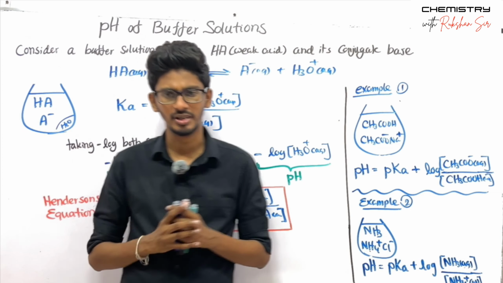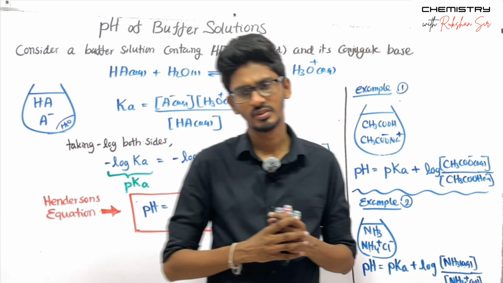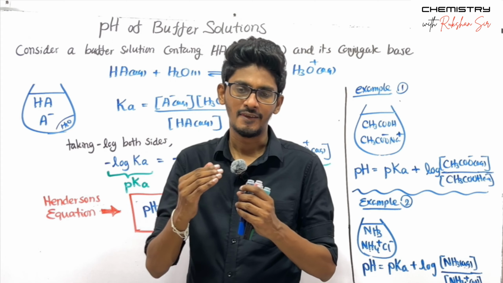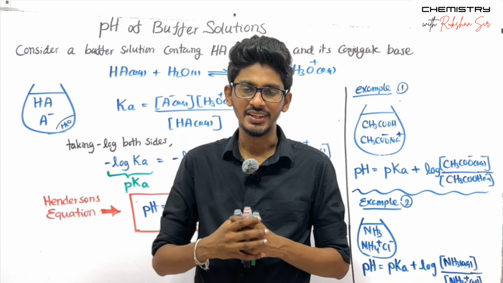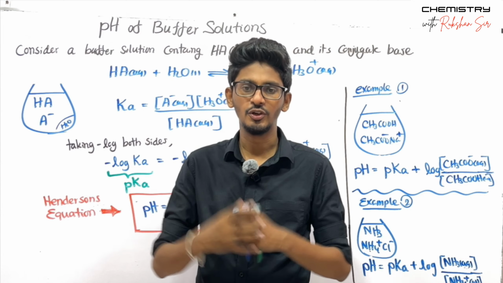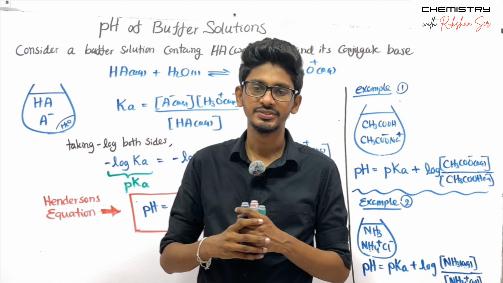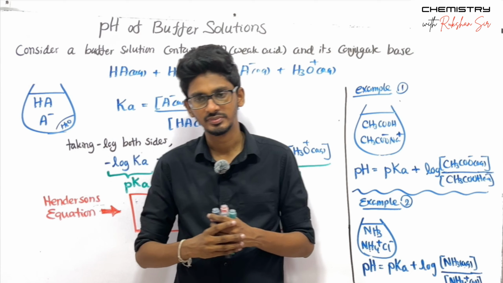That is very clear. Why is that? If you have 1 mole of HA, and your A minus amount is exceeding 10 moles, then you have a problem.